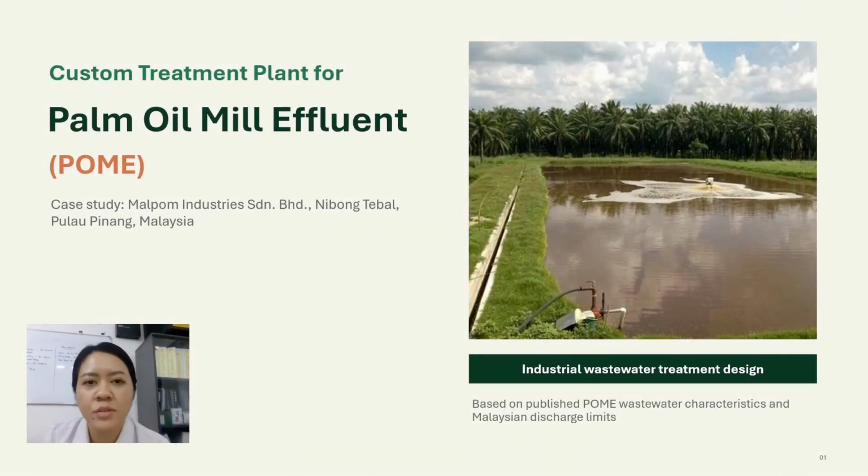Good day everyone. Today I will present a custom treatment plant design for palm oil mill effluent or POME. This case study is based on Malpom Industries Sdn Bhd in Nibong Tebal, Pulau Pinang, Malaysia. The main focus is to design a suitable wastewater treatment system based on the characteristics of palm oil mill effluent and Malaysian discharge standards.